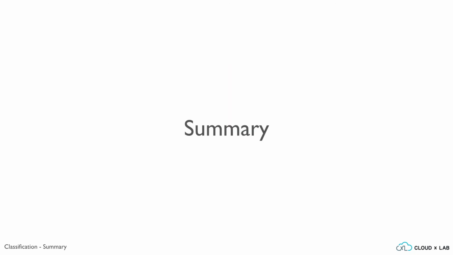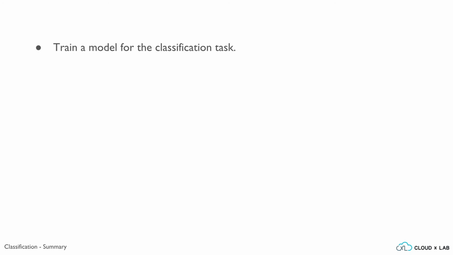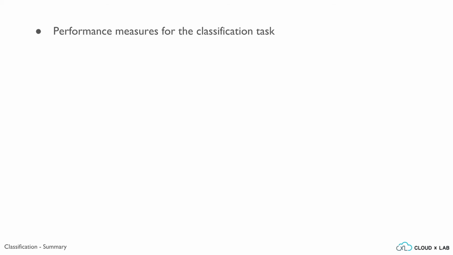Let's quickly revisit the concepts we learned in this chapter. We learned about how do we train a model for classification task. Then we started with multi-class classification problem. Then we learned various performance measures for classification task. We learned accuracy is not a good performance measure, especially for the skewed dataset. Then we learned about the confusion matrix.